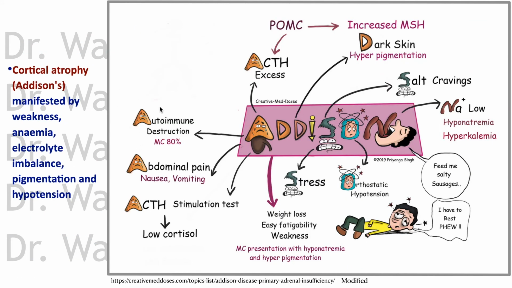I brought you a plate to show you the various effects of cortical atrophy, like in Addison's disease: general weakness, anemia, electrolyte imbalance, pigmentation, hypotension, hyponatremia, hyperkalemia. See, all different parts of the body systems are affected by the deficiency or atrophy of the adrenal cortex, and in this case it's called Addison's disease. You will study this in detail in physiology.